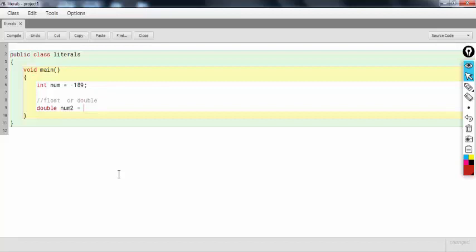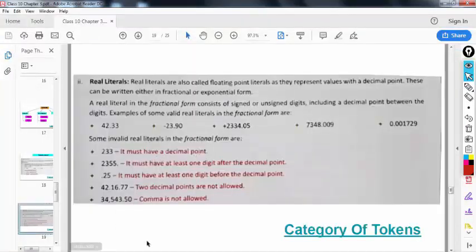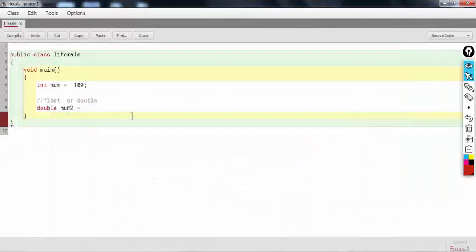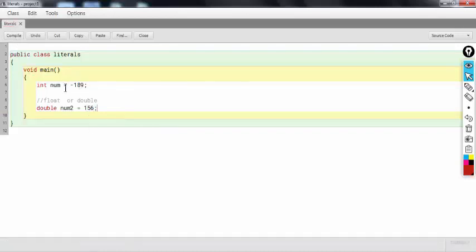So what was the first point? The first point was it must have a decimal point. That is, if I write 156, even if you write 156, and you compile it, it will not cause any error. Oh, I missed a semicolon here. If you compile it, it will compile.